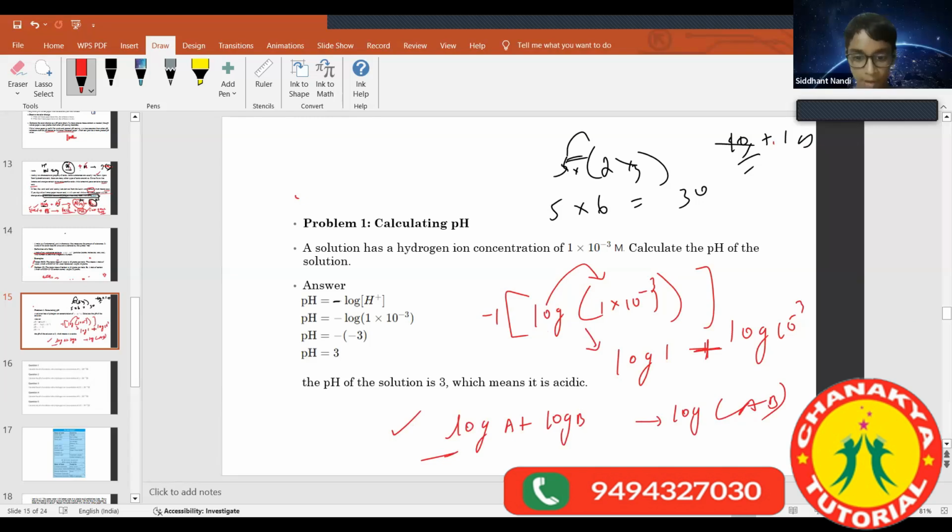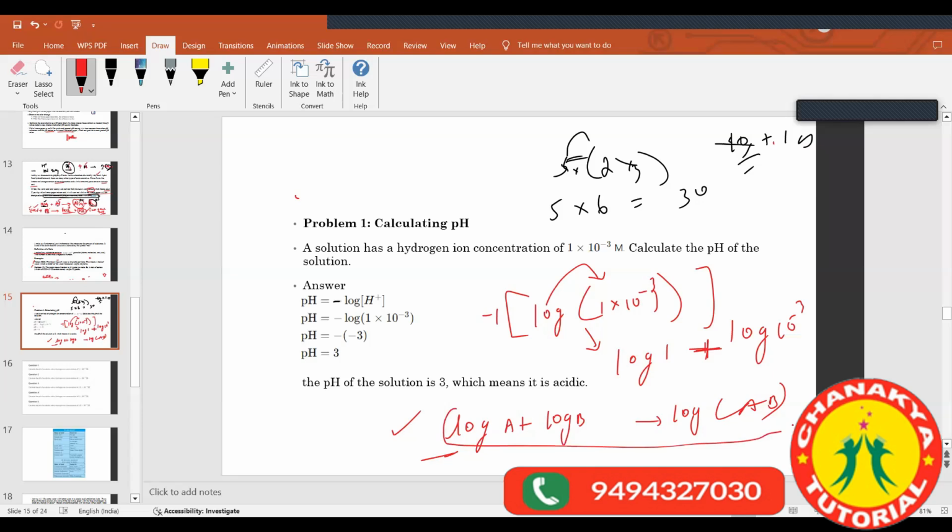As of my knowledge, logs can be of many types, like log 1, log 2, and all. We have various values for log. You can use a calculator or you can use log tables for that. But for this particular sum, you don't need anything. I'll tell you simple steps. Do you all understand this?